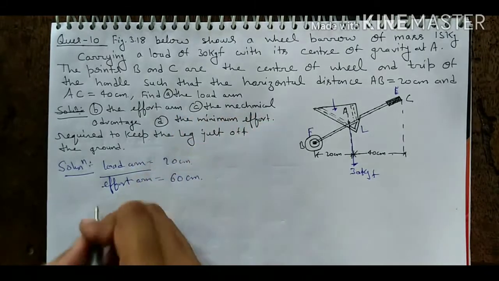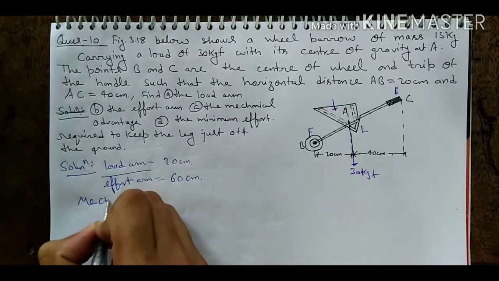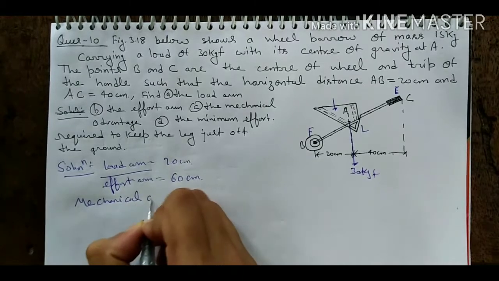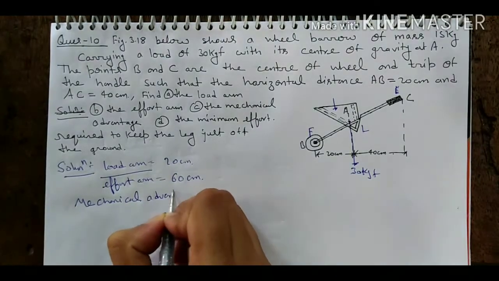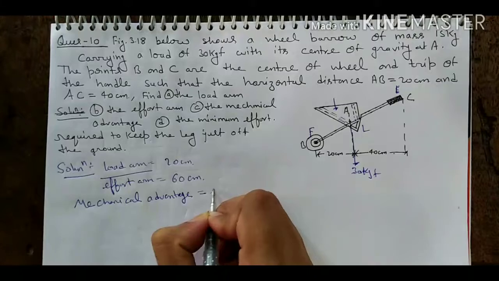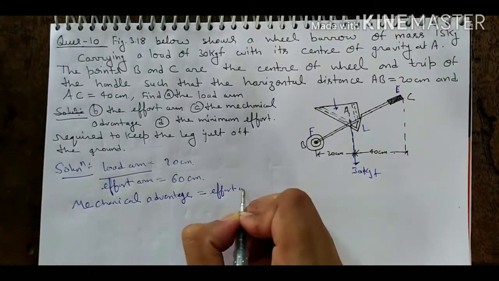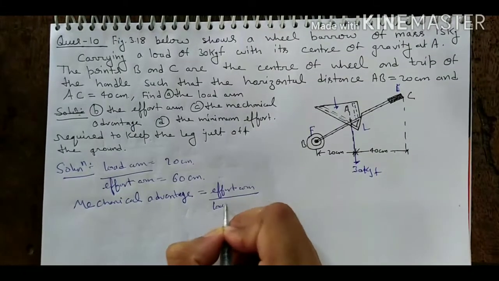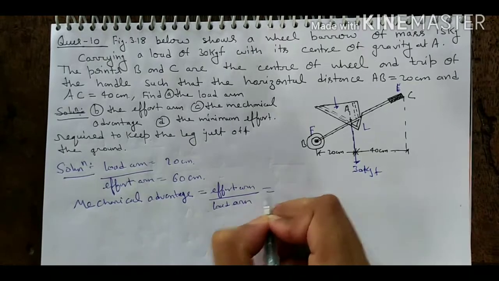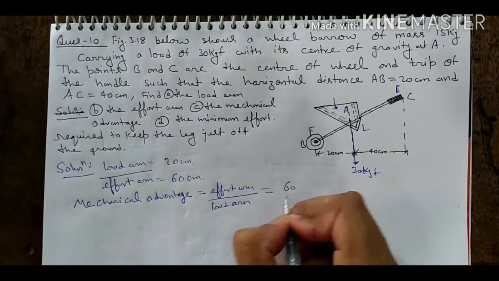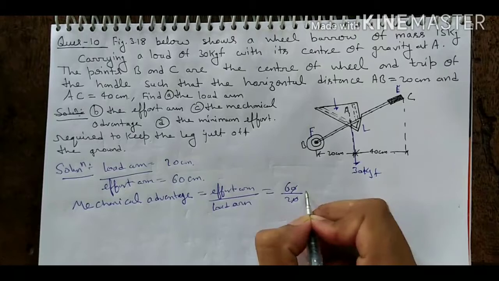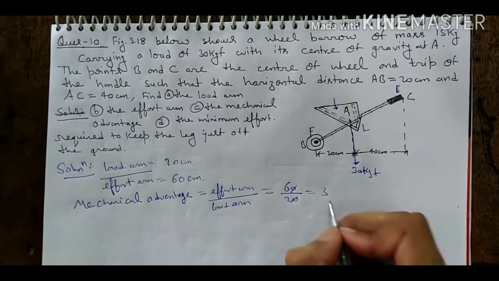And the third question, the mechanical advantage. Very simple. Mechanical advantage will be equal to effort arm upon load arm. Effort arm is given 60, load arm is 20, 2 3 is 6. The mechanical advantage will be 3.